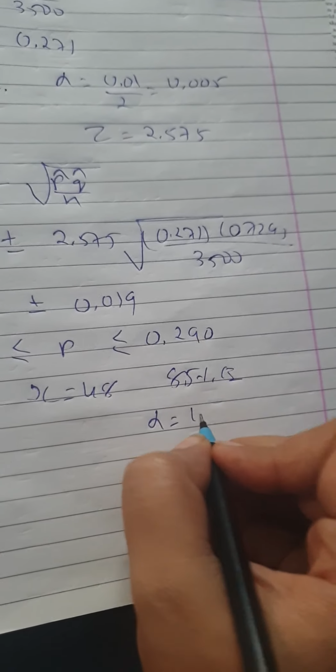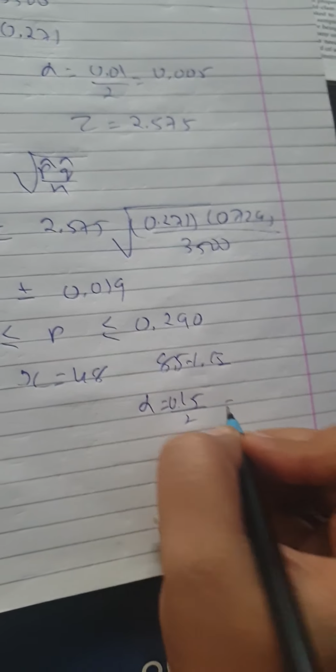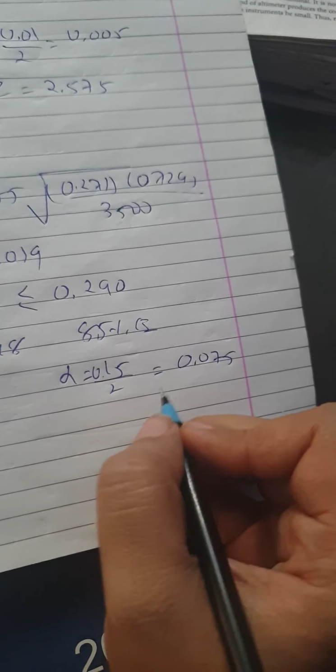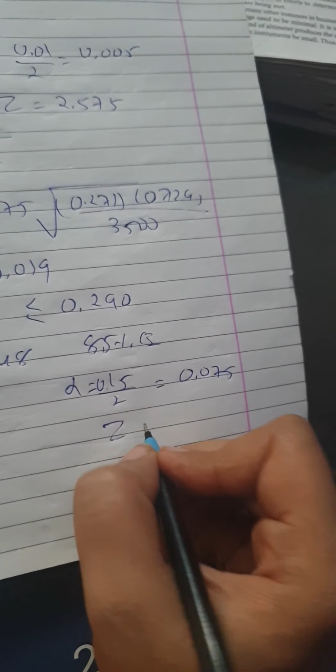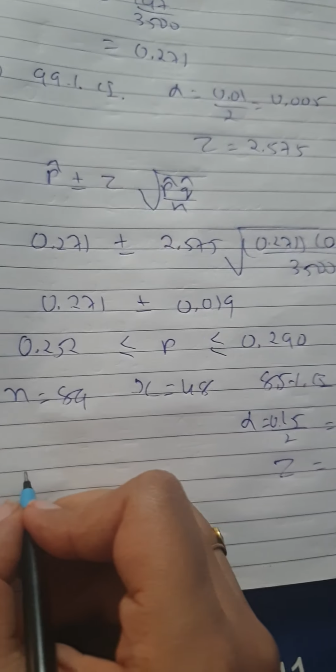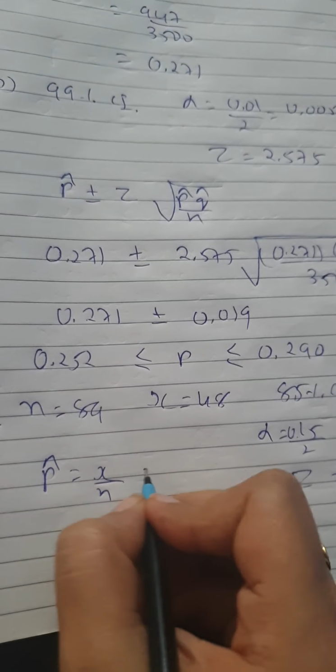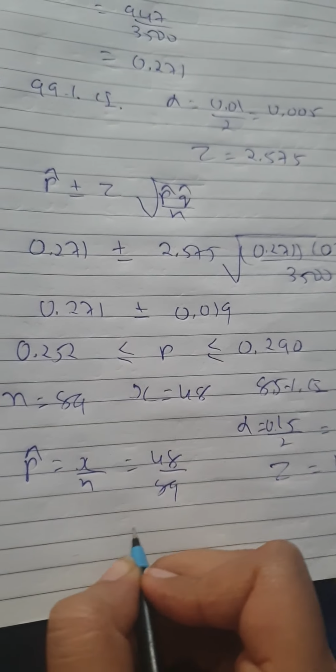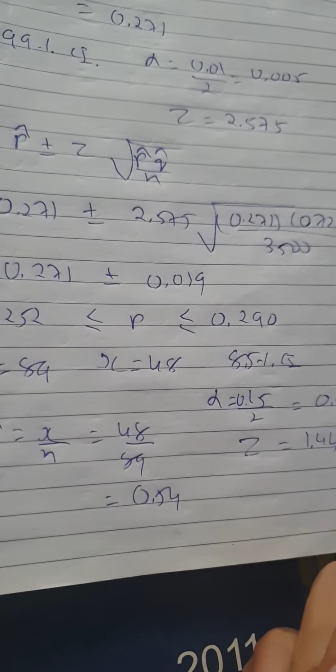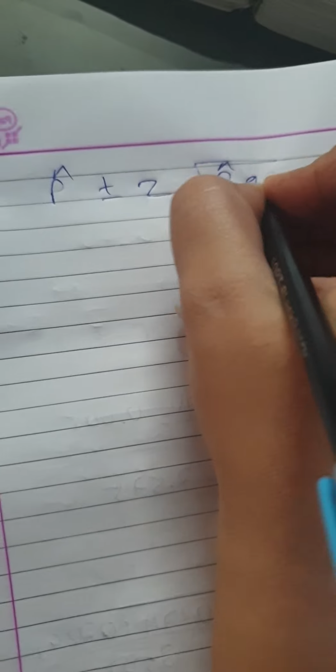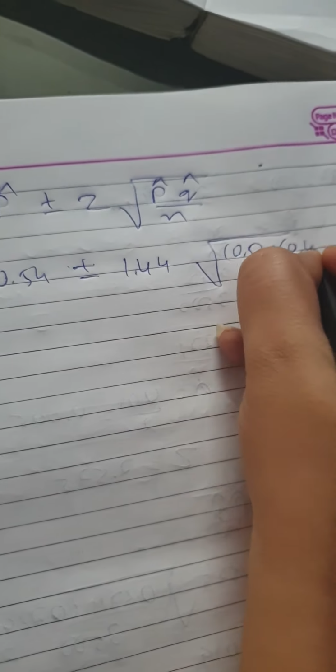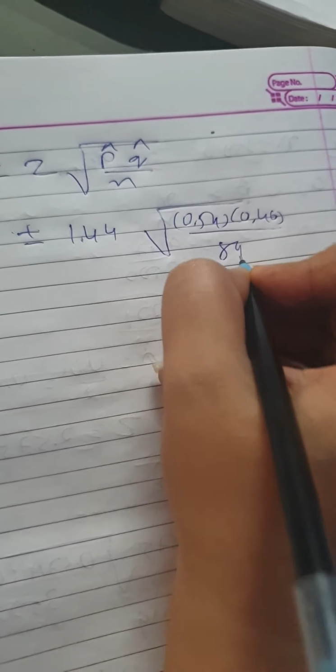It means alpha is 15%, 0.15. Divide by 2, so 0.075. Deduct from 0.5, and if you check the reverse value of Z, it is 1.44. And P cap is x upon n, that is 48 upon 89. So P cap will be 0.54. So P cap plus or minus Z under root P cap Q cap upon n. So P cap is 0.54 plus or minus 1.44 under root 0.54 into 0.46 upon 89.